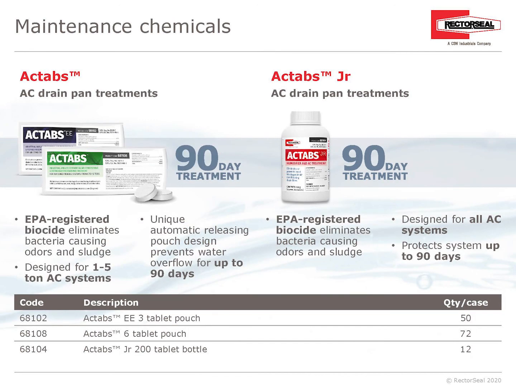And finally, the Actabs EE, the AC drain pan treatments, a 90-day treatment for 1 to 5 ton systems. It has the EPA-registered biocide that eliminates bacteria causing odors and sludge. Available 50 per case. Actabs Junior, AC drain pan treatment, also with the EPA-registered biocide that eliminates bacteria causing odors and sludge. It's designed for all AC systems, protects systems up to 90 days. Actabs Junior in a 200 tablet bottle is available 12 per case.